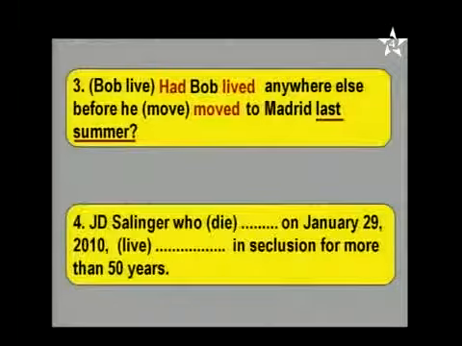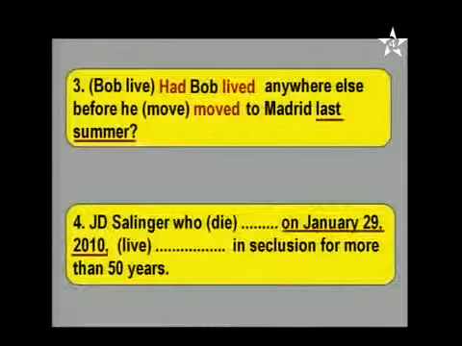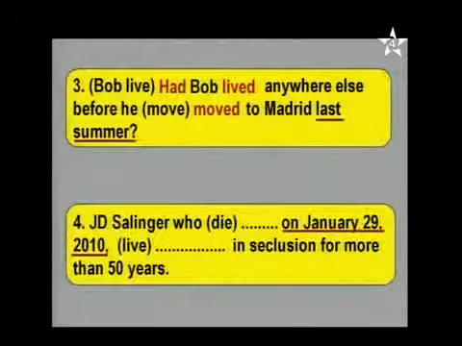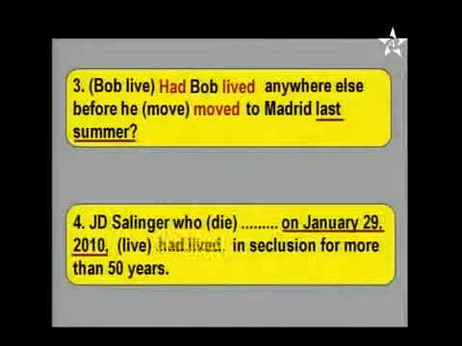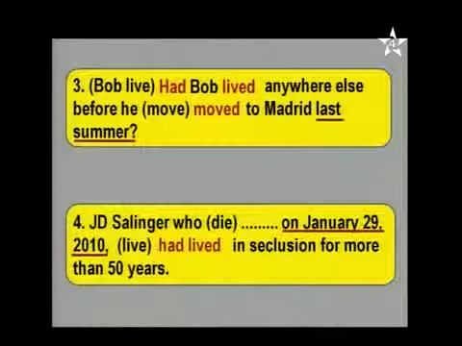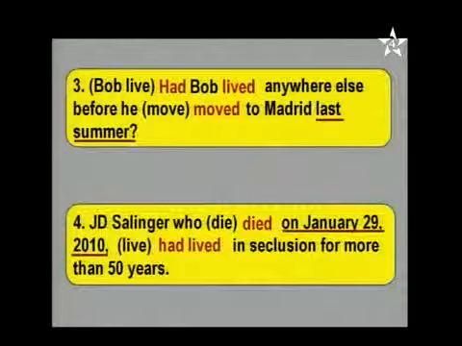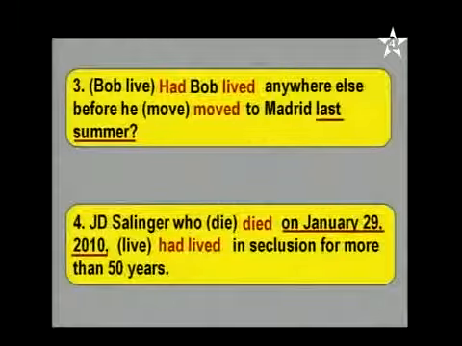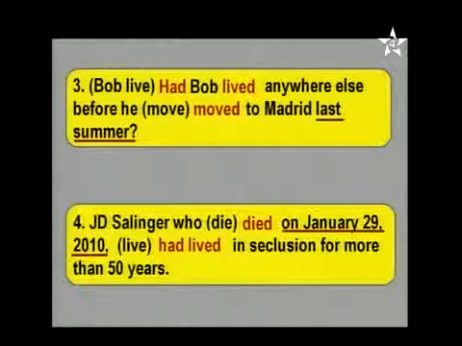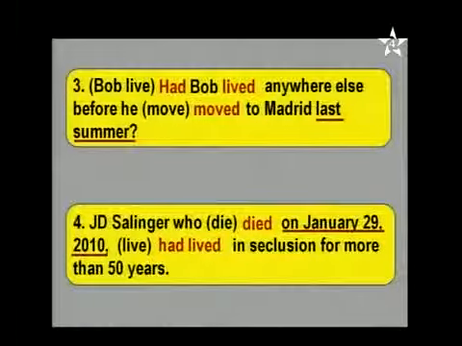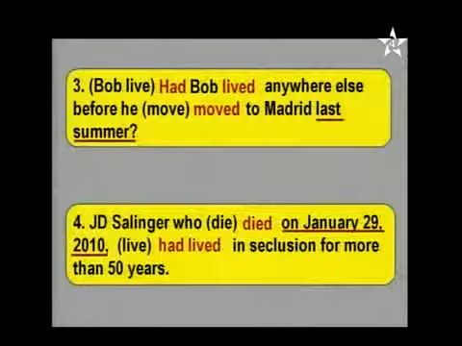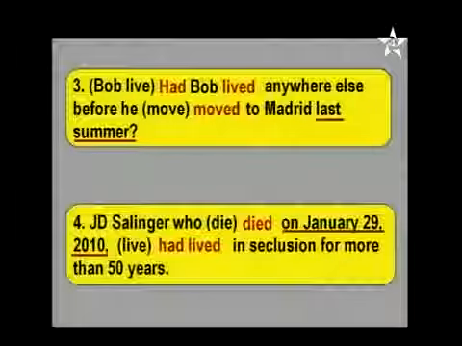Number 4, the time indicator here is 2010. So, J.D. Salinger had lived in seclusion for more than 50 years, and then he died. Of course, you live first and you die second. So J.D. Salinger, who died on January 29, 2010, had lived in seclusion for more than 50 years.